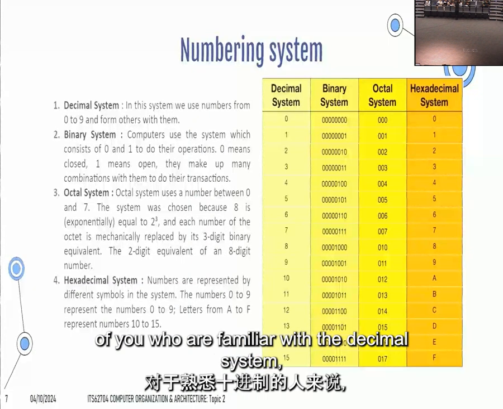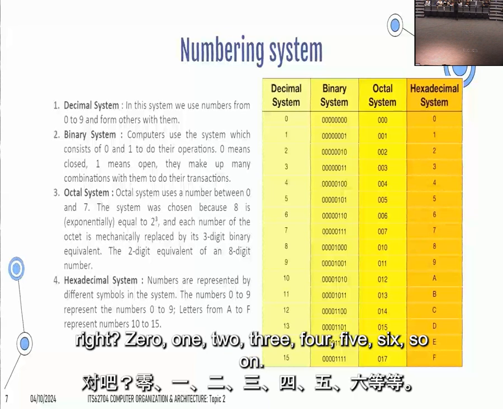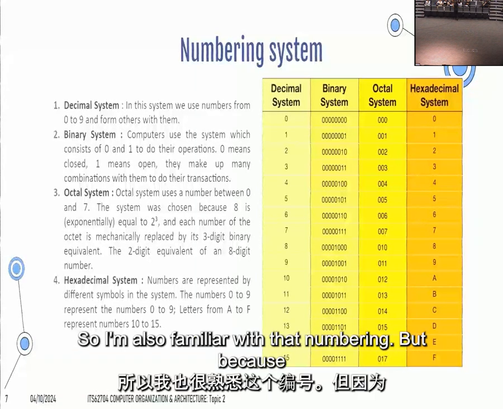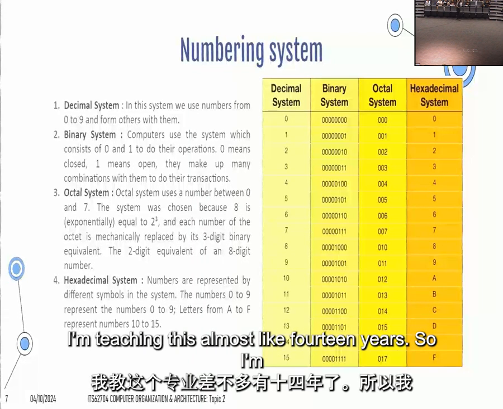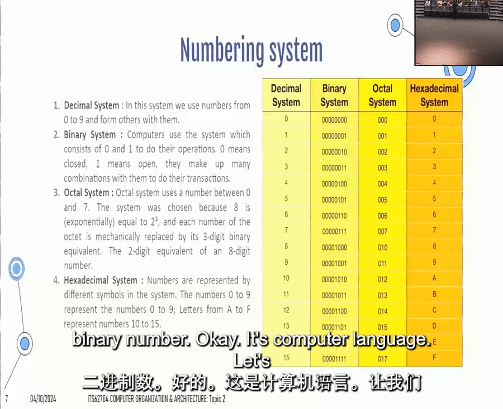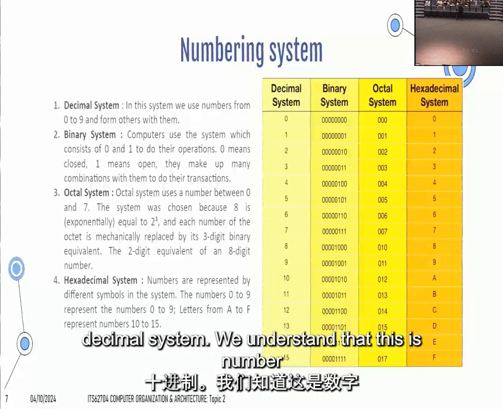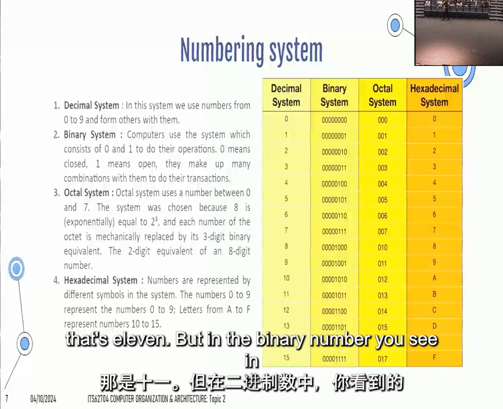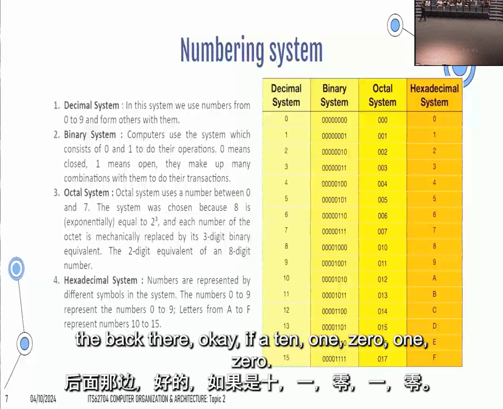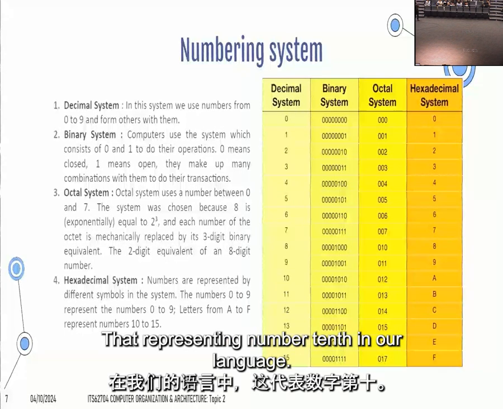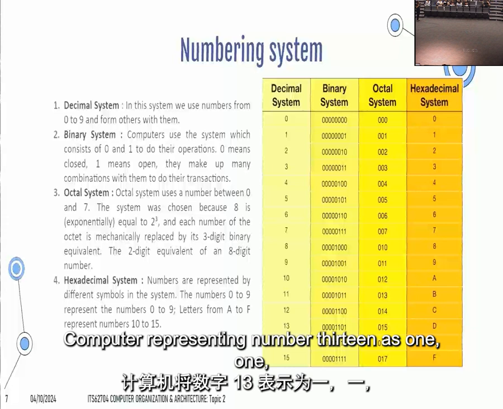For the rest, you're familiar with the decimal system, right? 0, 1, 2, 3, 4, 5, 6, and so on. I'm also familiar with that numbering, but because I've been teaching this almost 14 years, I'm familiar with binary numbers too. Binary is the computer language. Let's say you pick number 10 in the decimal system; we understand that this is 10. Or number 11, we understand that's 11. But in binary, as you see in the back there, 1, 0, 1, 0 represents number 10 in our language. The computer represents number 13 as 1101.